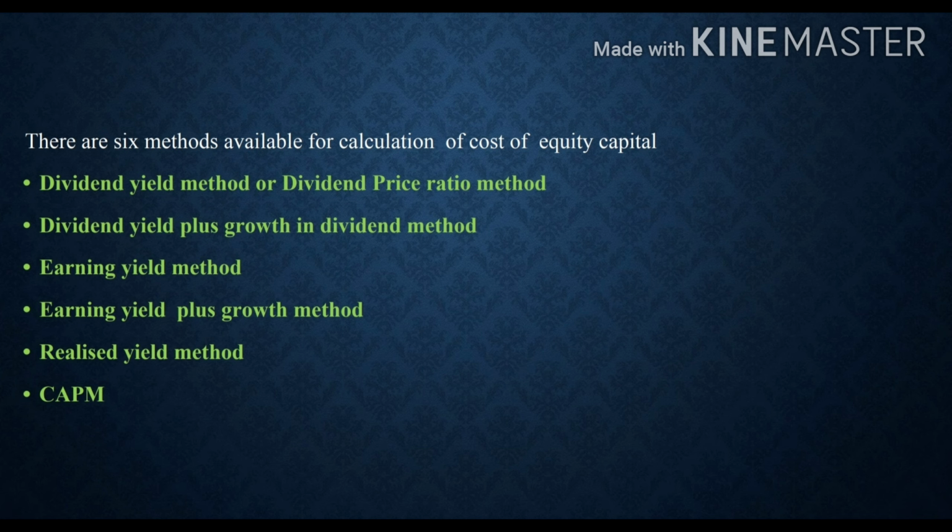First one, dividend yield method or dividend price ratio method. Second one, dividend yield plus growth in dividend method. Third one, earning yield method. And fourth one, earning yield plus growth method. And fifth one, realized yield method. And the last one, CAPM, that is capital asset pricing model.